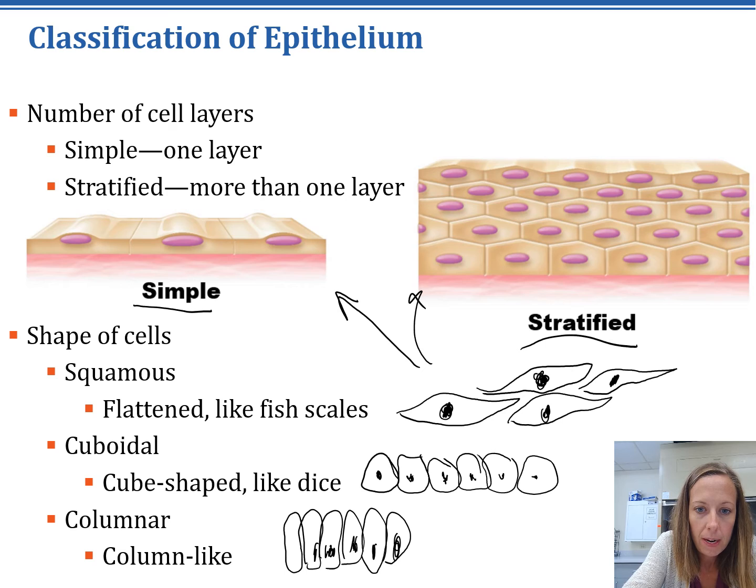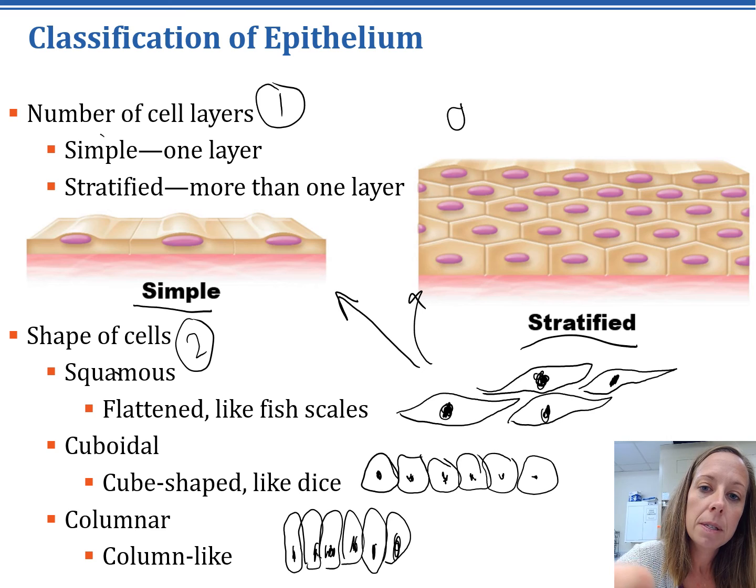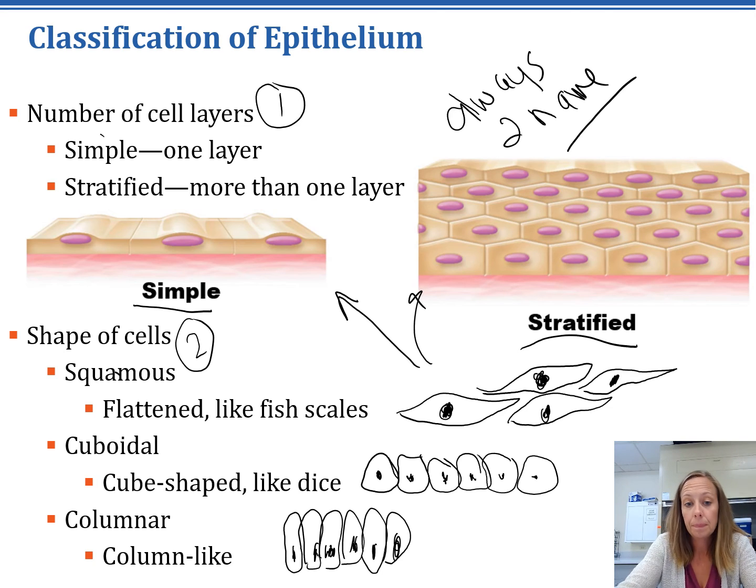Okay, so when we name them, we take a name from each category. So first, the number of layers, and second, the shape. So you can have simple squamous, you can have simple cuboidal, you can have simple columnar, or you can have stratified squamous, stratified cuboidal, or stratified columnar. Make sense? So it always has two names. Always two names, or two parts to the name.